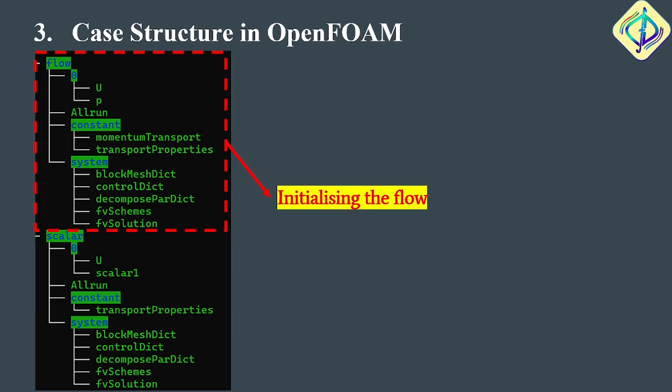In zero, you will have your velocity and pressure. In constant, you have momentumTransport and transportProperties. The momentumTransport file just specifies whether you're running a laminar or turbulent case, and in this case it's a laminar case. Then in system, you have your blockMesh and all the control parameters.